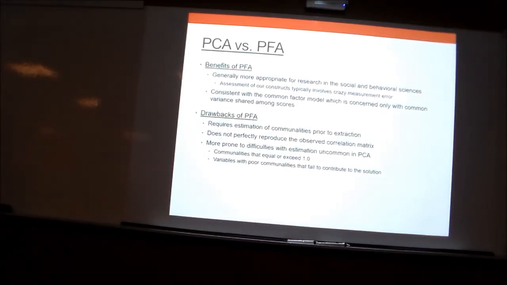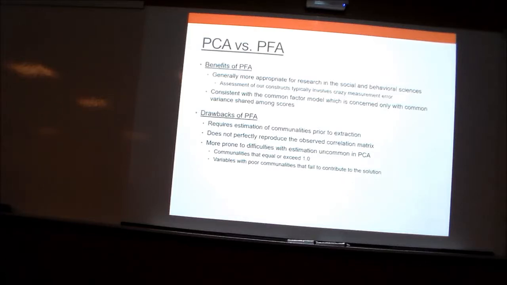But because PFA requires estimates of communality prior to extraction, it can happen sometimes, and I don't know that I've ever actually had this come up, but it is more prone to different types of errors relative to principal components. So it requires estimates of communalities prior to extraction, but the system does that. We're not too worried about that. It doesn't perfectly produce the observed correlation matrix. Well, I didn't expect it to in the first place, so I'm not too worried about that.